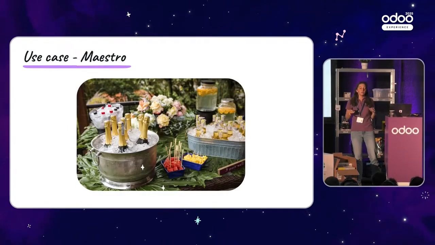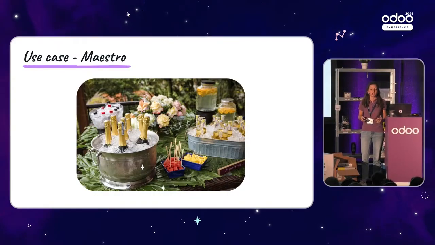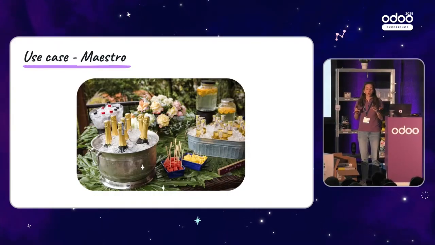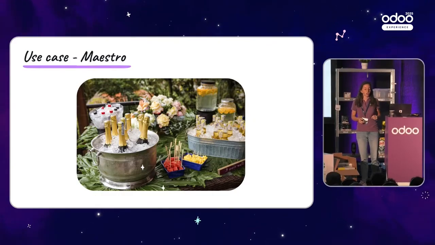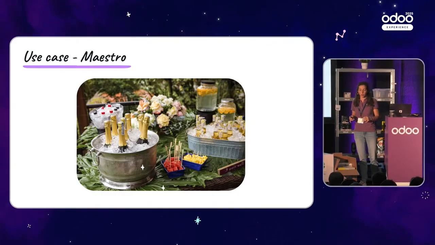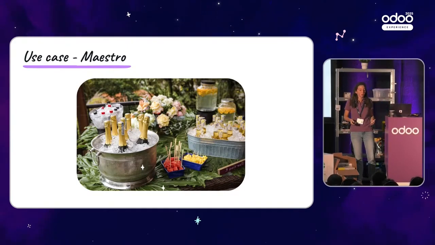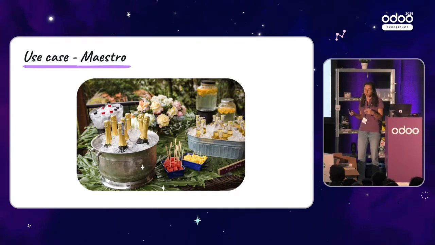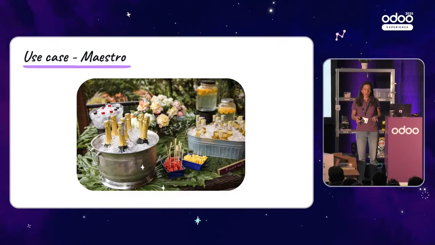It's the company Maestro. This company is active in the event organization sector. They are located in Belgium. They have 2 warehouses, one in Brussels and the other one in Antwerp. As they work in the event organization, they have many types of products like food and drinks, but also electronic devices.